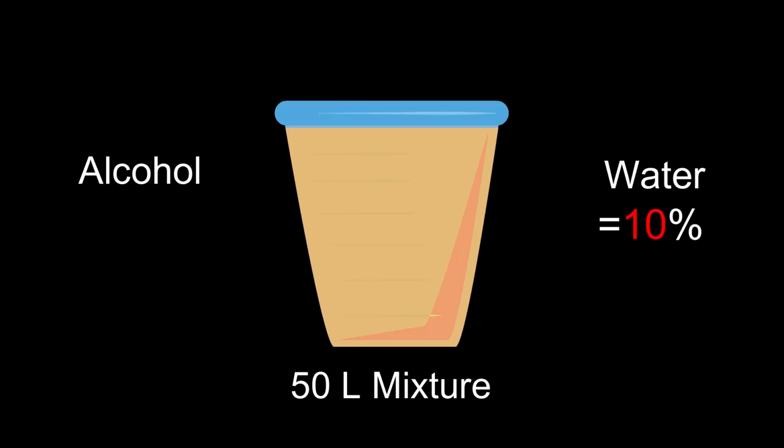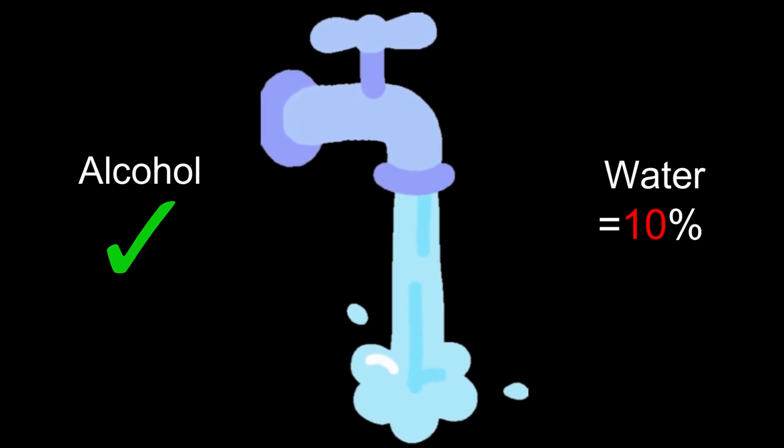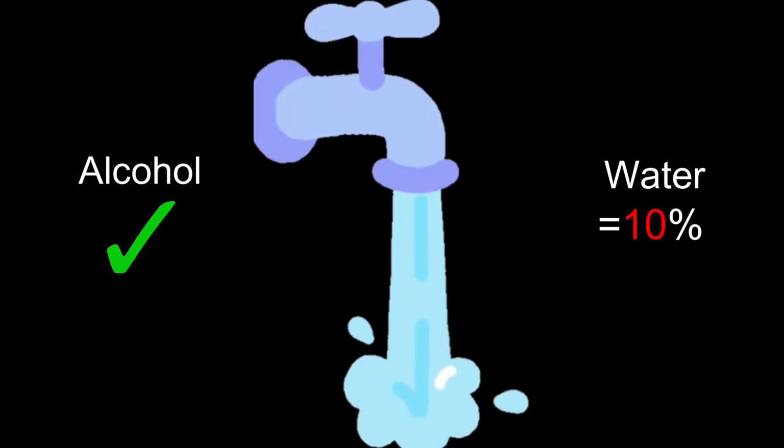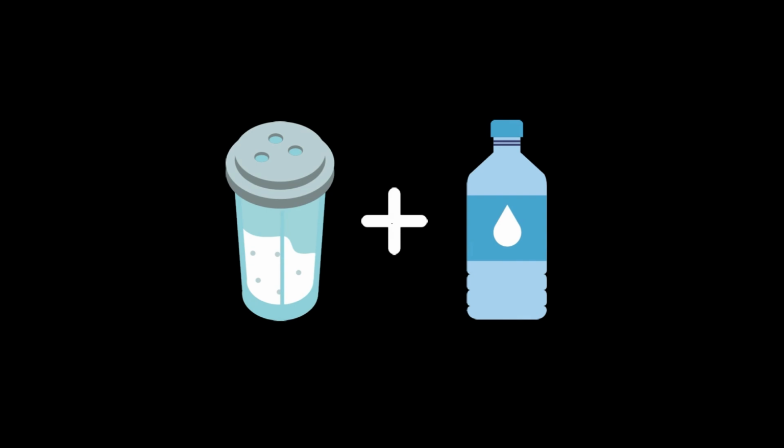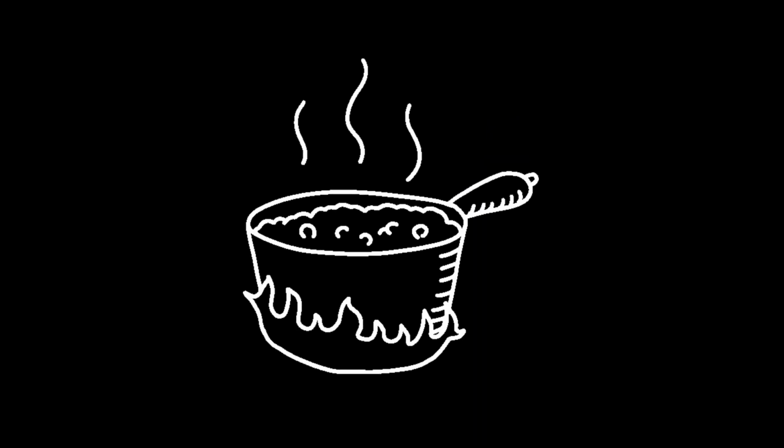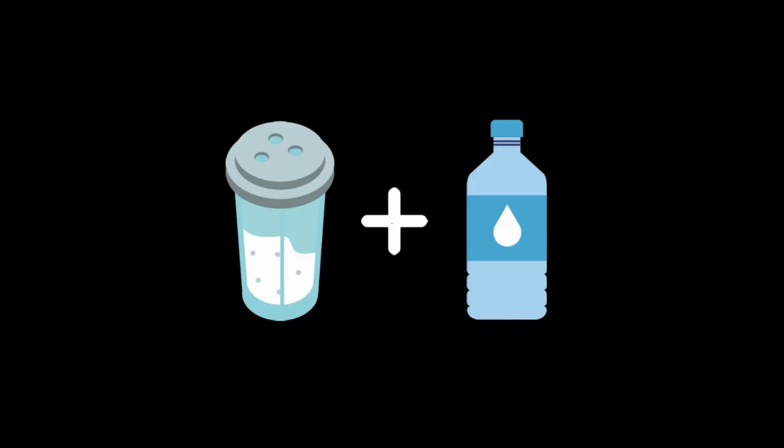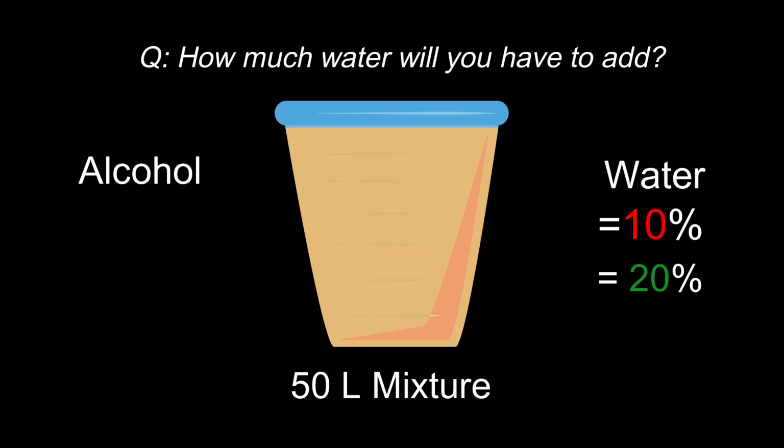So, for example, in this question, if you're adding more water, then the amount of alcohol would remain the same. Similarly, if let's say there was salt plus water and some amount of water was to be evaporated, then the amount of salt in the solution would remain constant. Once you know what is to remain constant, you can easily solve this question.